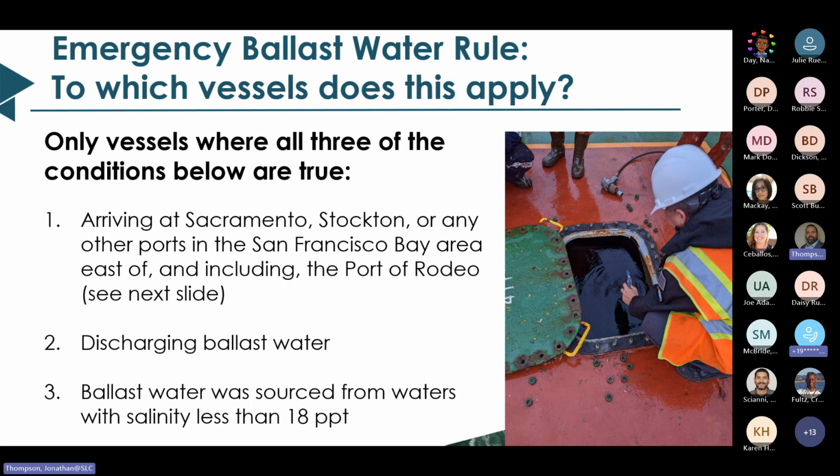One of the other conditions is that vessels have to be discharging ballast water. And then finally, that discharged ballast water needed to be sourced from waters with a salinity of 18 parts per thousand or less.